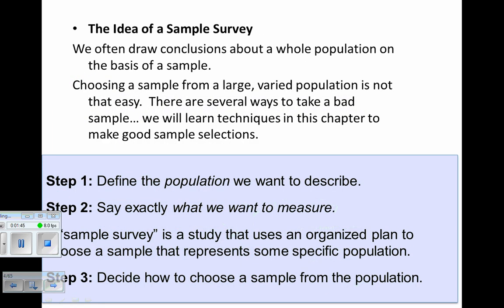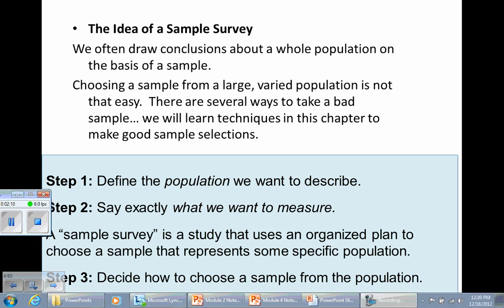All right, we often draw conclusions about a whole population on the basis of a sample. So choosing a sample from a large, varied population isn't always that easy. There are several ways to take a sample, and there are several ways to take a bad sample. So we're going to learn some techniques to get a good sample. So always define the population you want to describe. Say what it is you want to measure. So are you taking a sample survey, a study that uses an organized plan to choose a sample that represents some specific population?